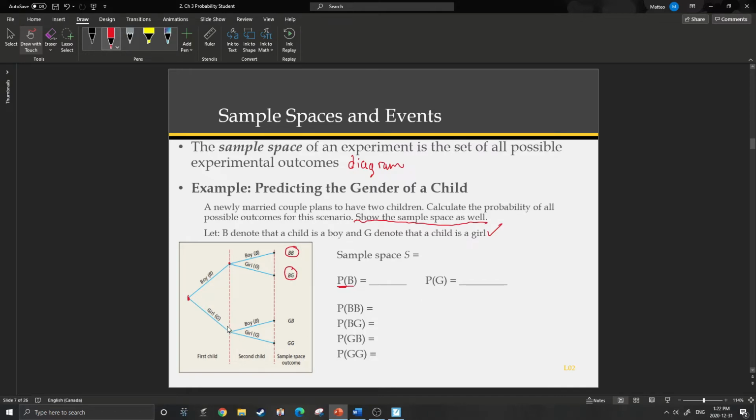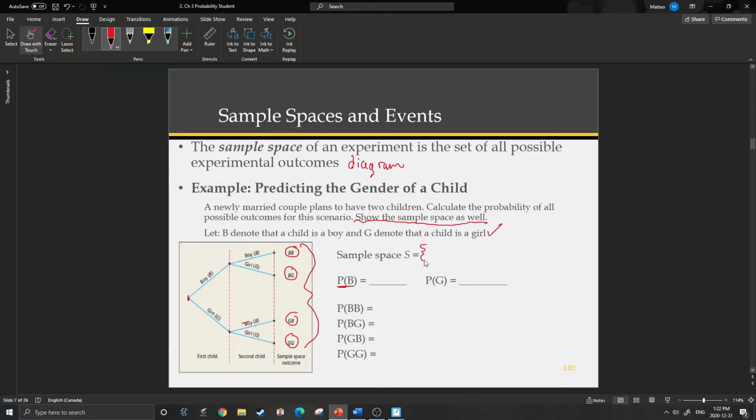Okay, what if we had a girl the first time? Well, if we had a girl the first time, the second time we could have a boy or a girl. So you got girl-boy and girl-girl. And what we have here, these 4 things, this is the sample space outcome. So here it is diagrammed, and sometimes I'll just say, well, can you list the sample space? And the answer is yes.